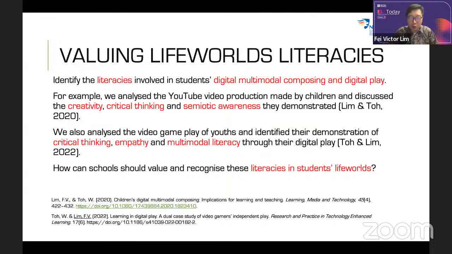Other systems may call it new literacies. But we do want to encourage our students to become more creative, to demonstrate critical thinking. So the challenge is, how can these video productions on YouTube made by children offer opportunities for this sort of learning? We also analyzed the video gameplay of youth and identified their demonstration, again, of critical thinking, but also empathy and multimodal literacy in their digital play. And I think with the kind of work that we did, the question we had for teachers and schools was, how can we then value and recognize this kind of literacies that students demonstrate in their life work, and how can we bring that into the classroom?